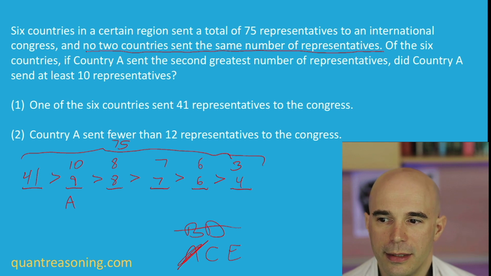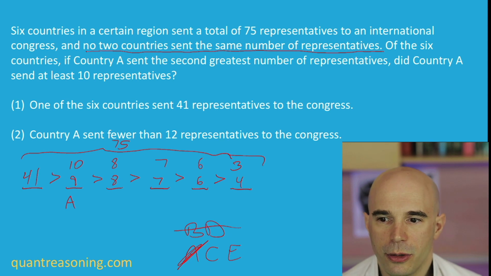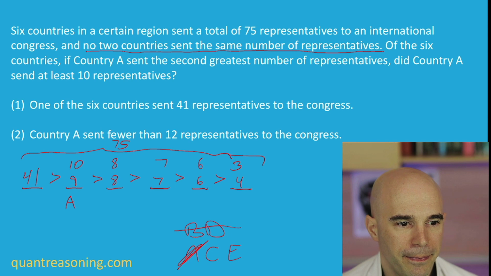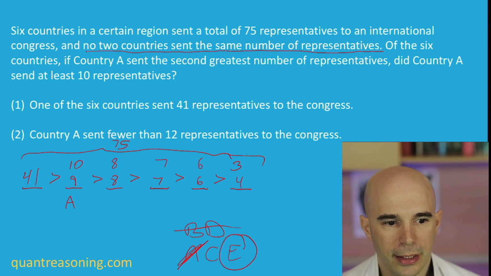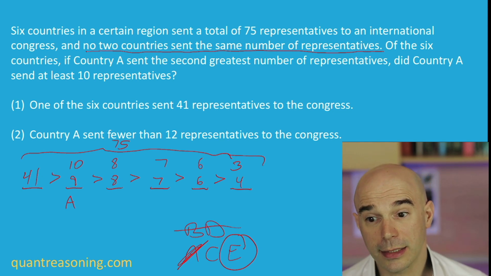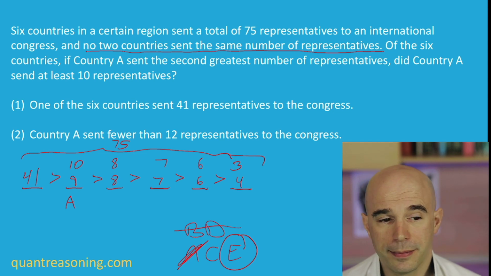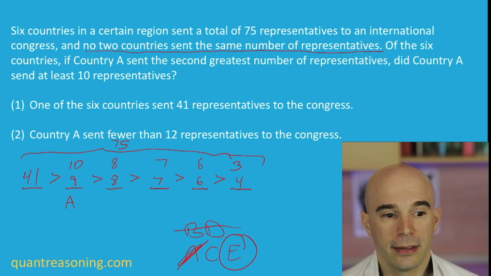And when I combine the statements, everything that I have here on my scratch paper still works. I can still have 41 followed by 9, 8, 7, 6, 4, and I could still have 41 followed by 10, 8, 7, 6, 3. And therefore the correct answer is E. So this is an example of a question where it's appropriate and necessary to test cases. Notice how I'm testing cases in a very thoughtful and strategic and organized fashion.